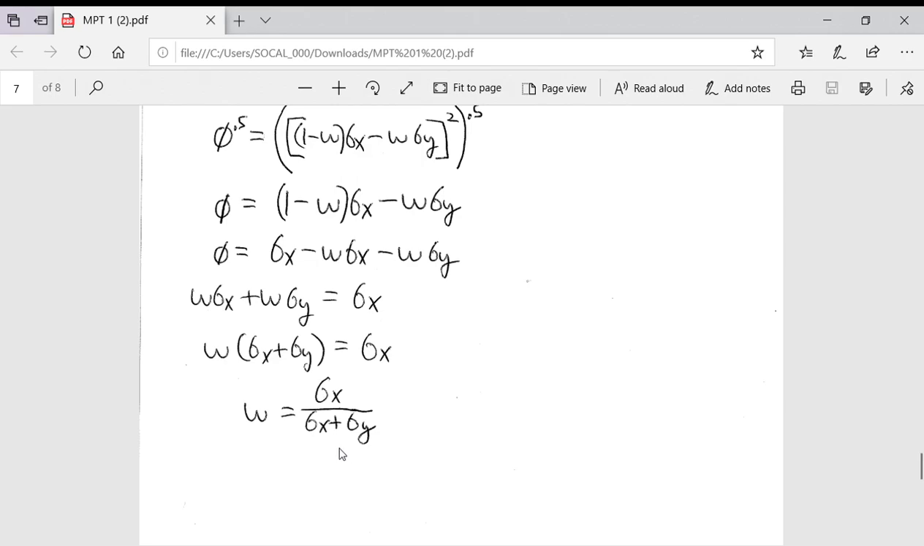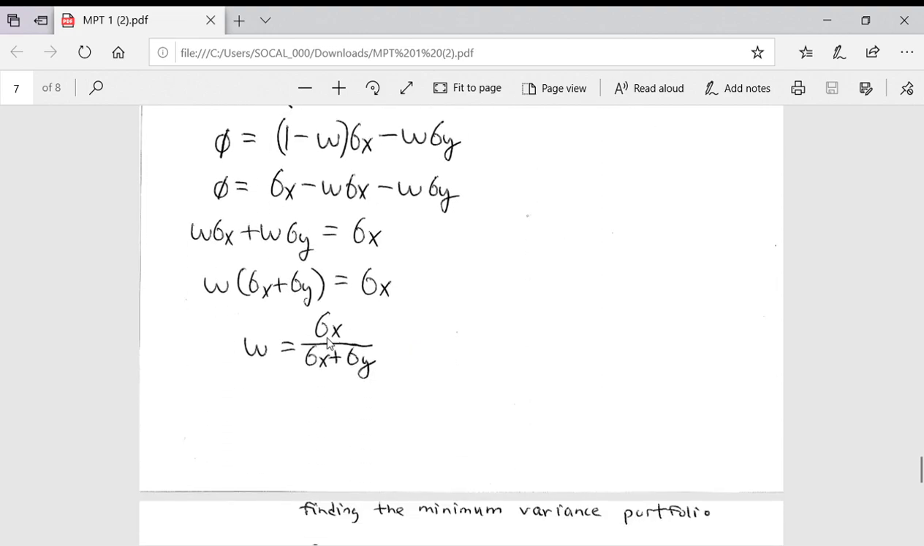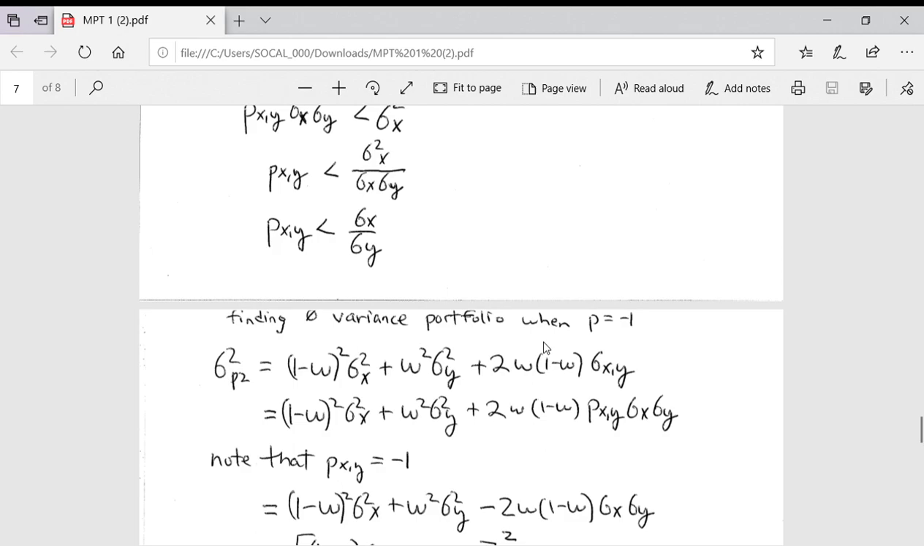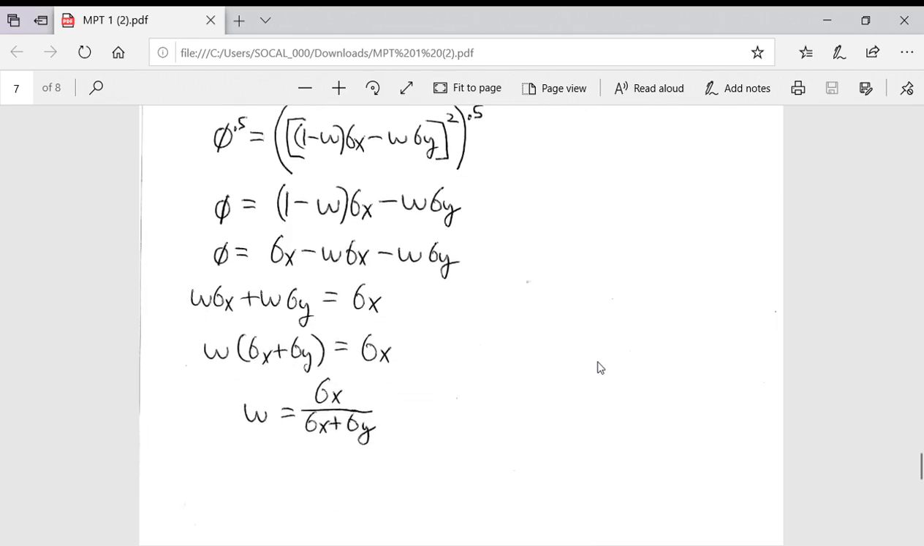What's that mean? Well, w is the weight in y. And so if this is the weight in y, then a portfolio that has a correlation coefficient between the returns of x and y of -1 will have a 0 variance and, of course, a 0 standard deviation.